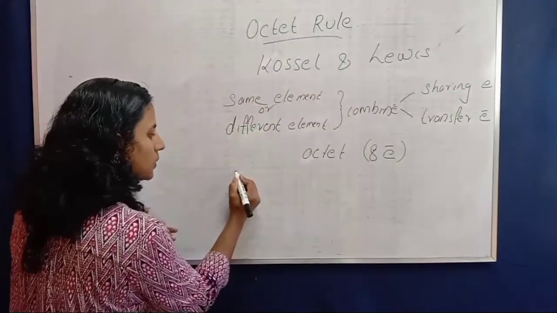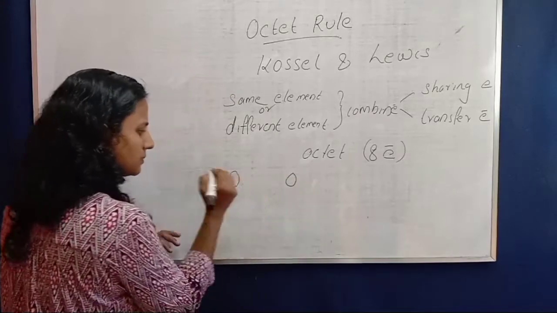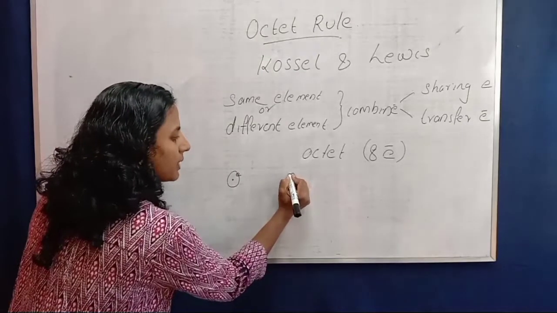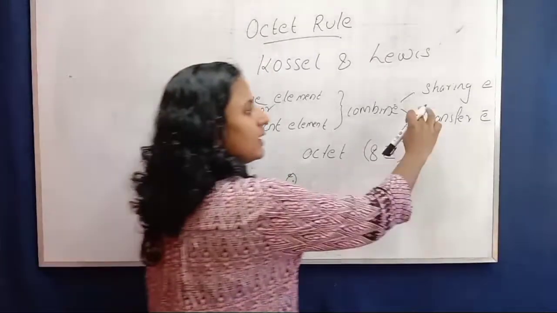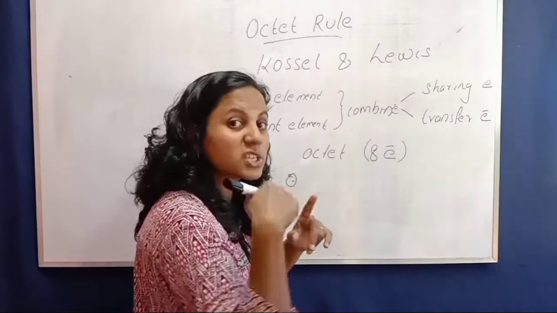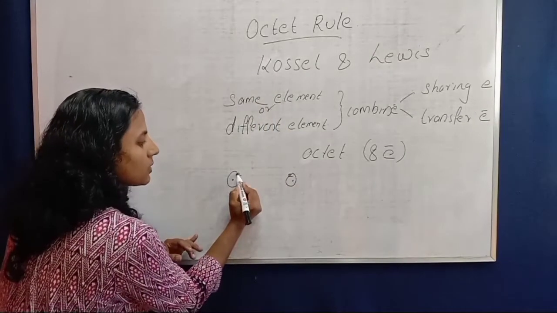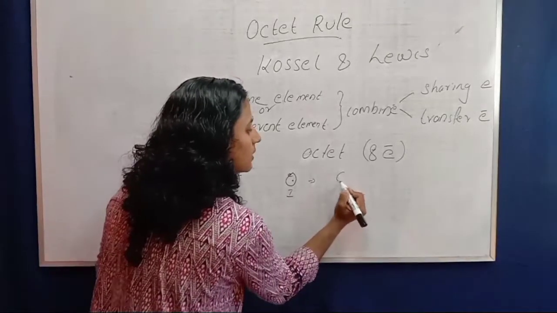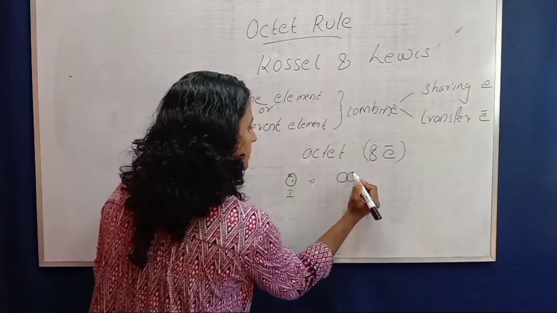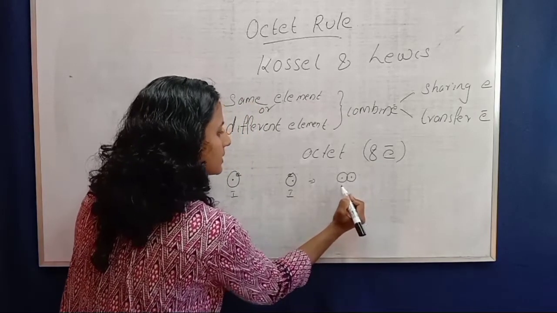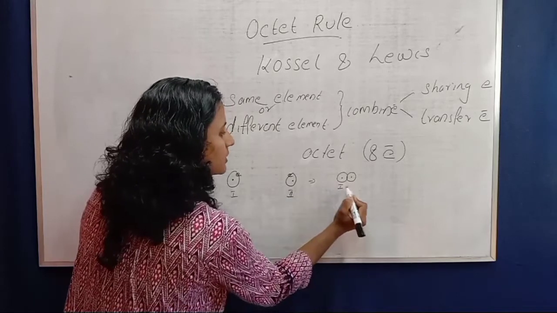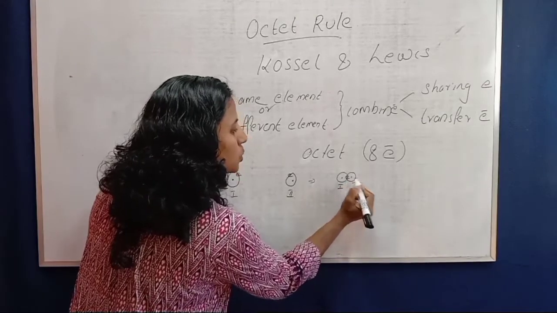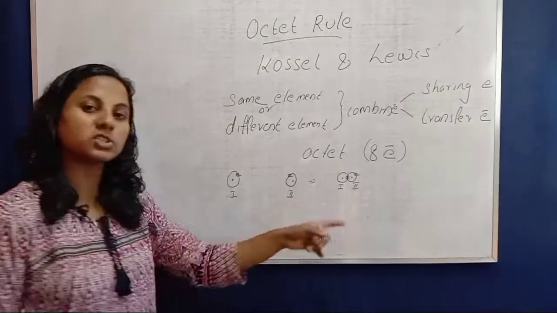I know everybody knows what is meant by sharing and transferring. Suppose this is one element and this is another element. This is the electron of this element's atom and this is the electron of this atom. First method, it can combine by two methods. How? By sharing of electrons. That is, this electron is shared by the first atom and the second atom. This is the first atom. This is the second atom. This electron is shared by these two atoms. This is how sharing occurs.